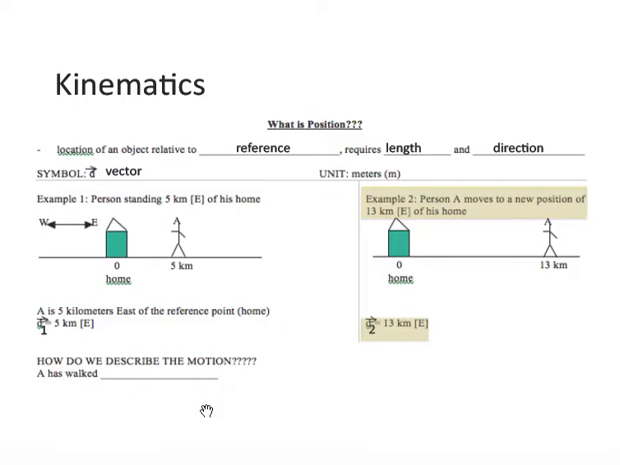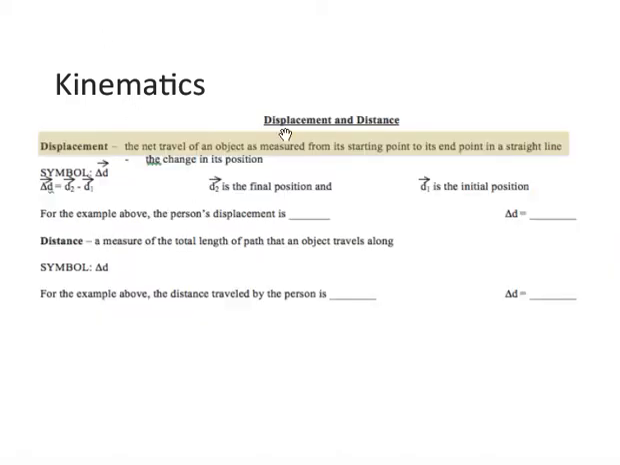Now in physics, when the position of an object changes, we have a specific name for that. If we want to be very specific here, we can say that the person has walked 8 kilometers east from their initial position to the final position. The name of this is called displacement. So next we'll talk about displacement and distance and how they can potentially be different.